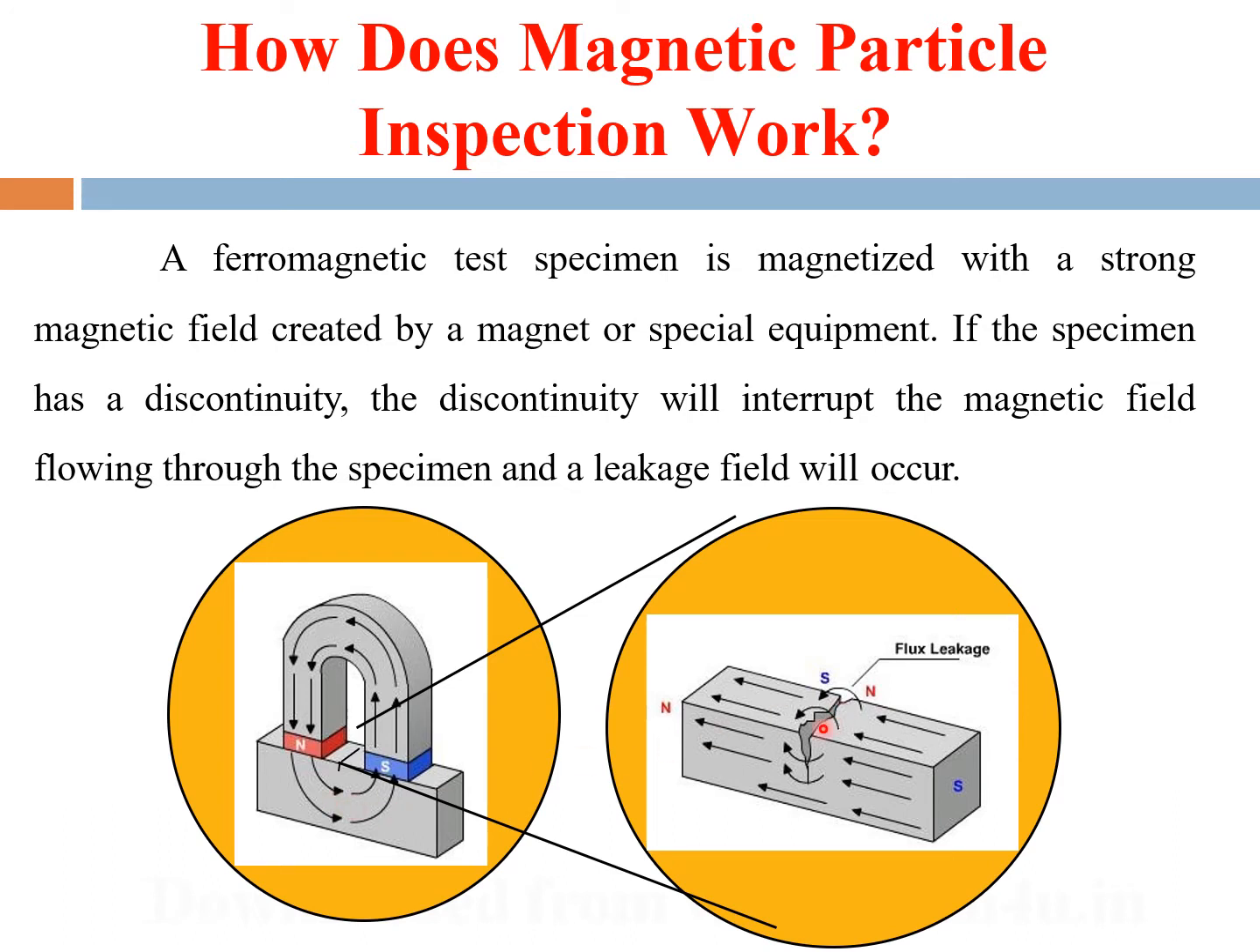So if there is any discontinuity or any crack, flux cutting takes place. The magnetic lines of force are being cut. As you can see, in other parts it is forming straight lines, and near the discontinuity there is a cut, so there will be curved magnetic field lines as shown in the figure. If the ferromagnetic material is magnetized by a strong magnetic field, the discontinuity will interrupt the magnetic field and a leakage will occur.